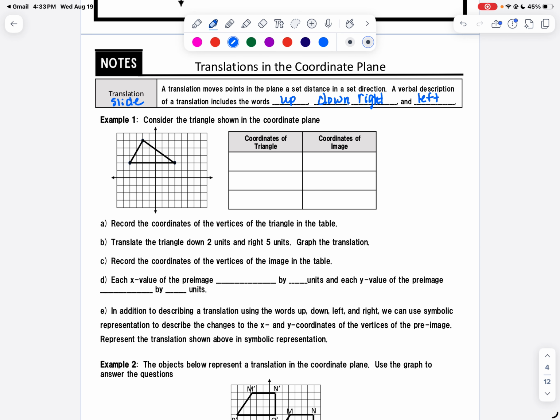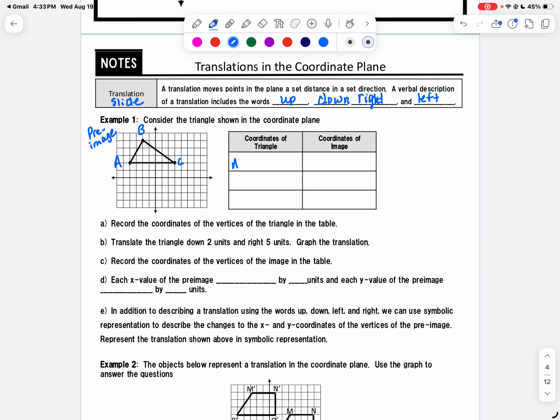And in part A, they want us to record the coordinates of the vertices of the triangle in the table. Now, to make this a little easier, I'm going to label these points as A, B, and C. This is called your pre-image. This is some vocabulary we learned in a previous lesson. It's the shape before we translate it. All right. So in part A, they want us to record the coordinates of each vertex.